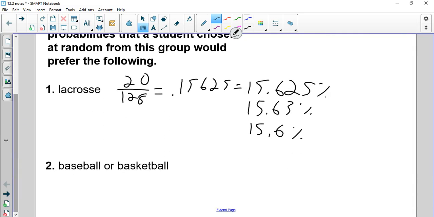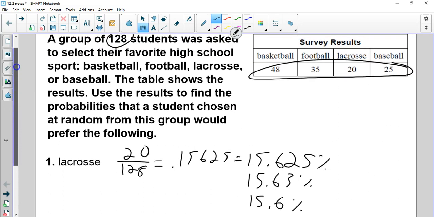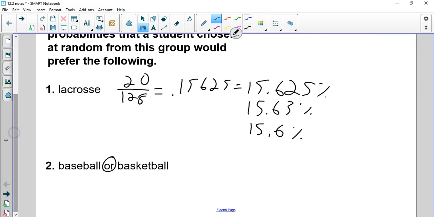And then one more, baseball or basketball. Now, this is a tricky one. When you see this word or, you're basically increasing your odds because you're taking either one, baseball or basketball. So in that case, we're actually going to add them together. So baseball is 25, basketball is 48. So we're going to do 25 plus 48 over 128, which is 73 out of 128.